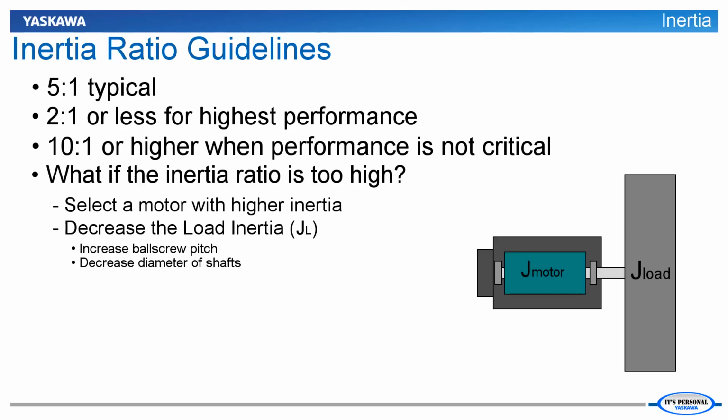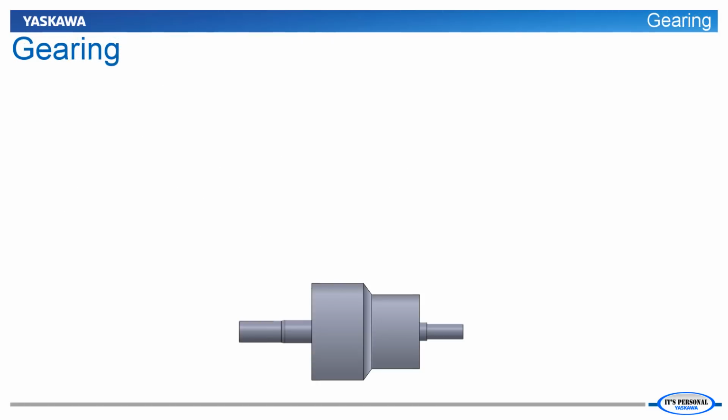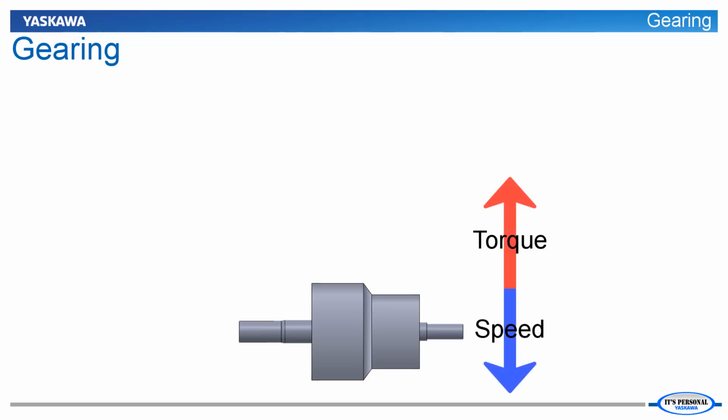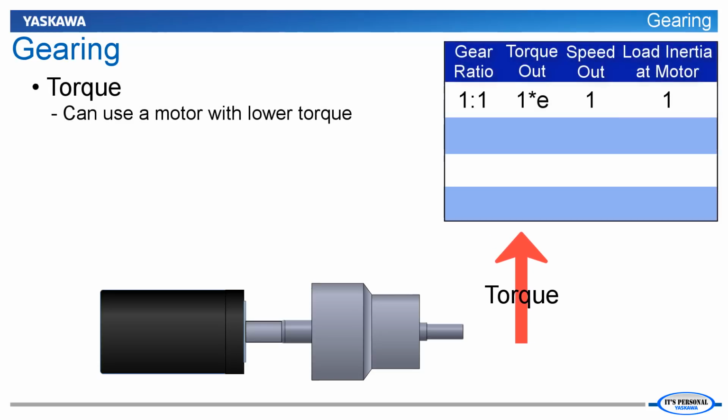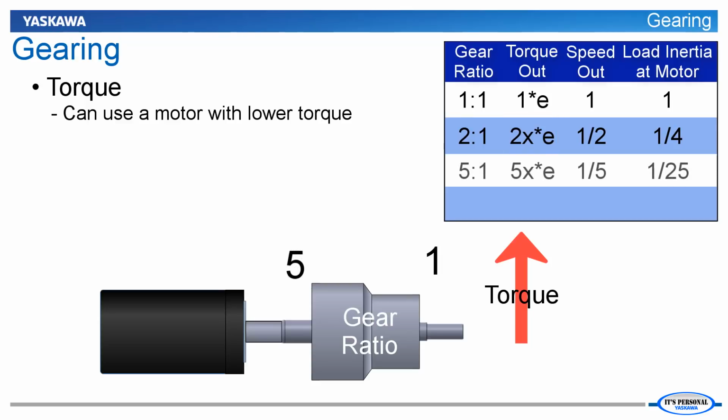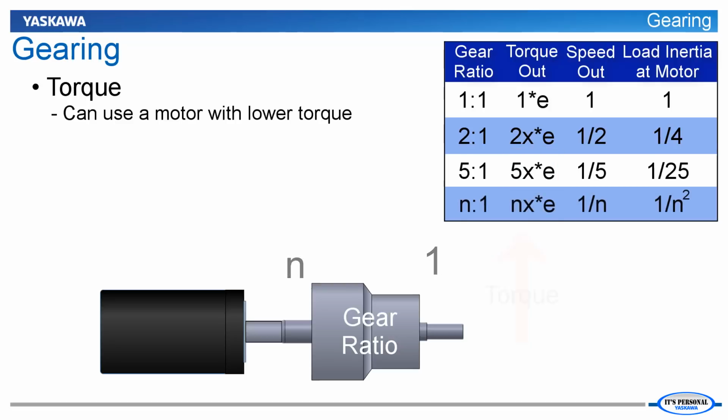A lot can also be done to lower the inertia ratio by adding a gearbox to the motor. A gearbox can make all the difference for applications that require high torque and low speed, making it possible to use a much smaller motor while at the same time achieving an acceptable inertia ratio. Torque produced by the output of a gearbox is magnified by the gear ratio. A 2:1 gearbox allows a motor to produce twice as much torque. A 5:1 gearbox produces 5 times the torque, etc.